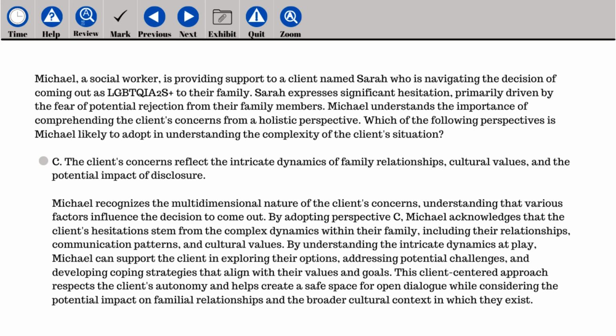By understanding the intricate dynamics at play, Michael can support the client in exploring their options, addressing potential challenges, and developing coping strategies that align with their values and goals. This client-centered approach respects the client's autonomy and helps create a safe space for open dialogue while considering the potential impact on familial relationships and the broader cultural context in which they exist.